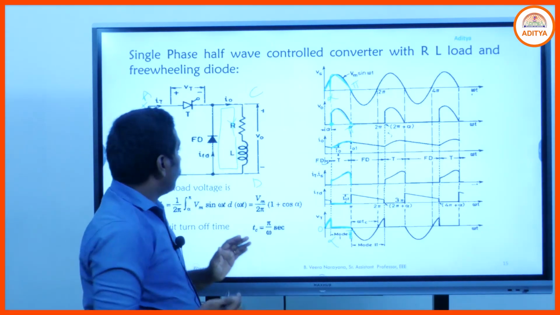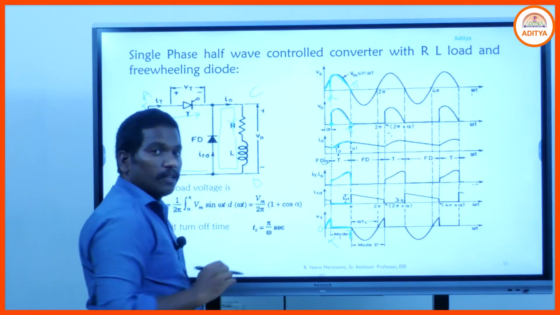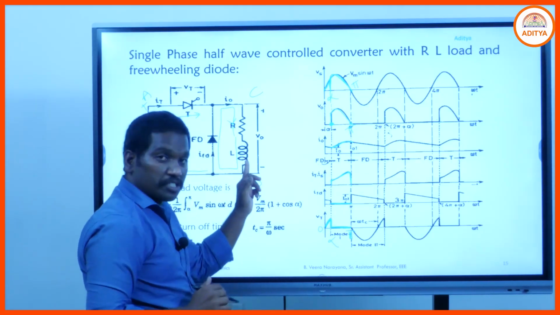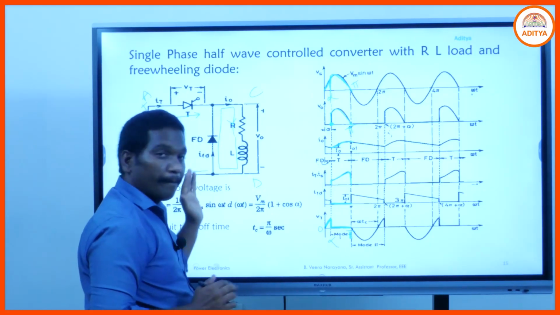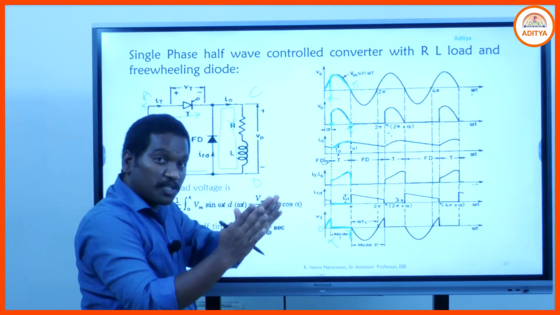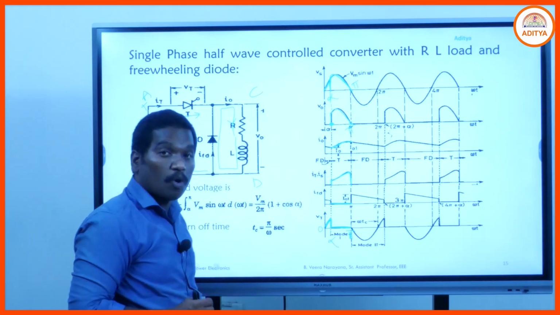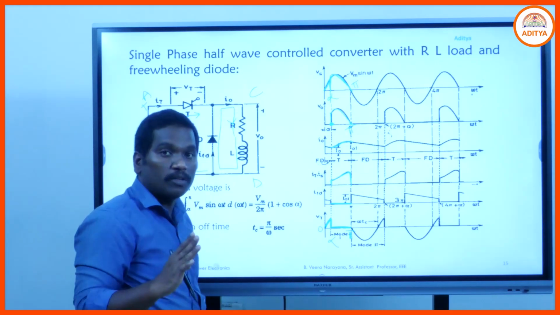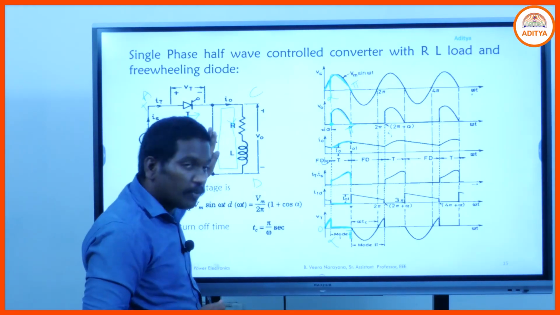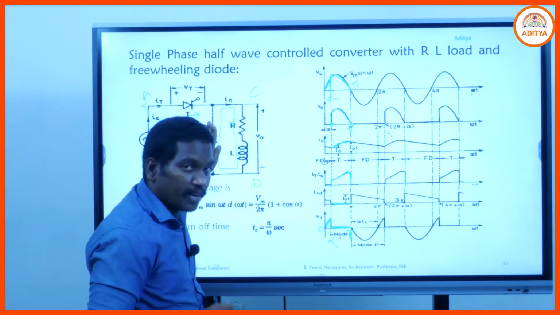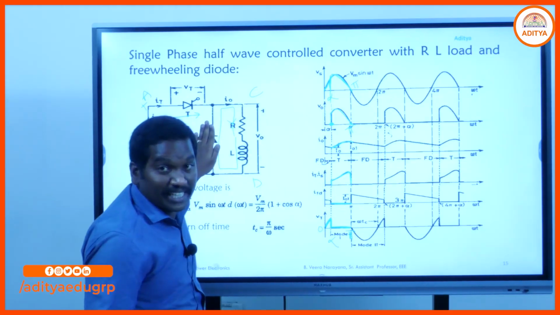So there is no current flow through the thyristor while the stored energy in the inductor is discharging. Hence the current through the thyristor is bypassed, or transmitted, to the freewheeling diode. Hence this freewheeling diode is also called the commutating diode, which is used to commutate the SCR. If there is no freewheeling diode, the energy stored in the inductor is discharged to the source through the SCR, so the SCR is continuously in the on state.